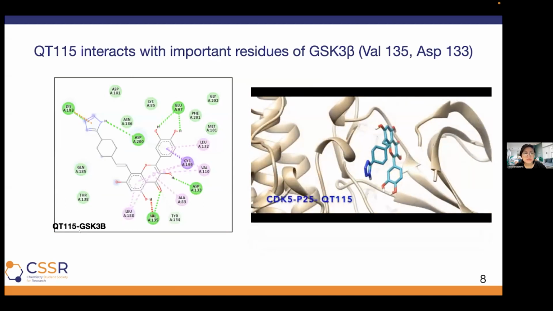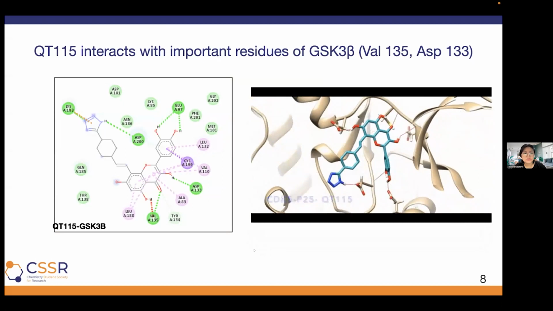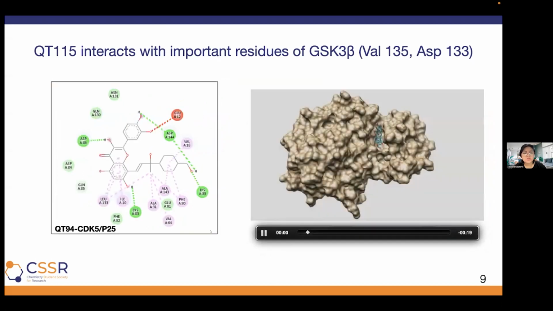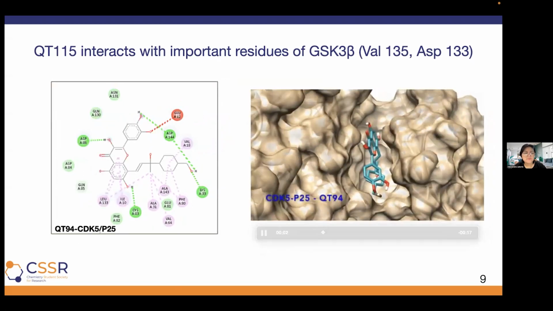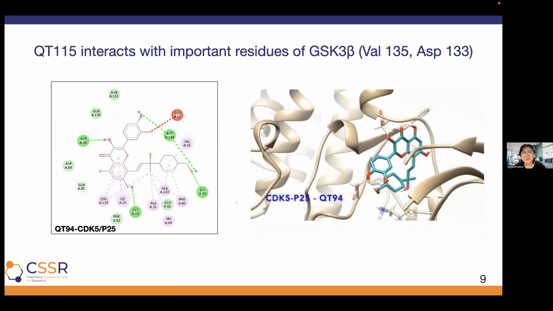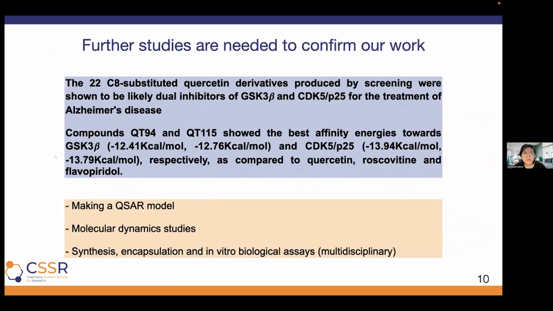Here I present the basic interactions, which are the most important for QT115 with GSK3B, and also for QT94 with CDK5P25. Based on that, we can say that our models are good candidates, and the carbon 8 substitution was successful for presenting dual inhibitors. And well, the two compounds are highlighted, right?